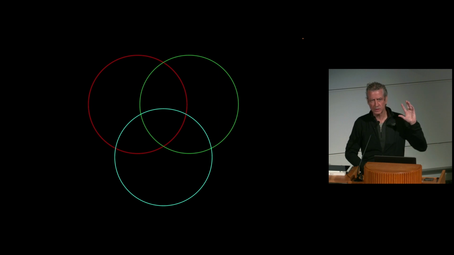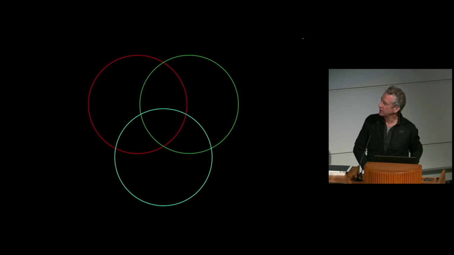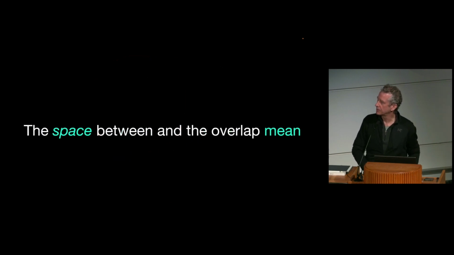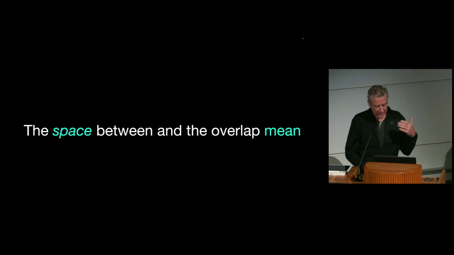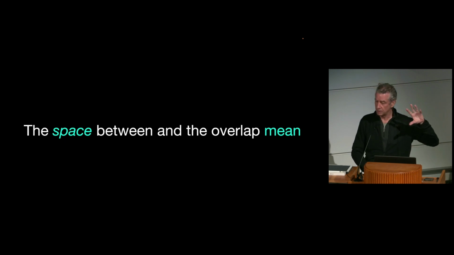And then when you look at what the Eameses did, they sort of break the Venn diagram in the best way possible. So there's something happening not only between the space, but also the overlap. And these things, they have meanings.